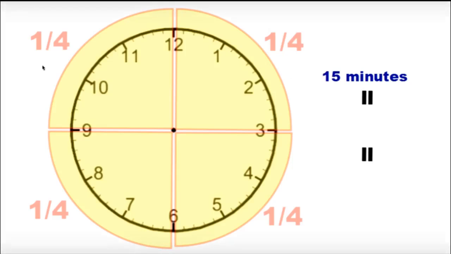Okay, this clock has 4 sections. Each section is 15 minutes. So, 15 minutes equals 1/4 of the clock. And 1/4, we say a quarter. A quarter is 15 minutes. A quarter is 1/4 of an hour.